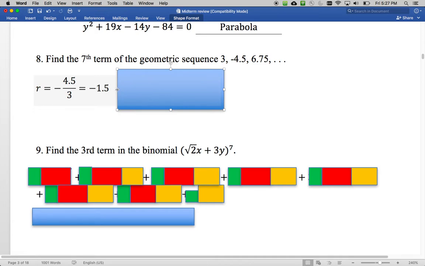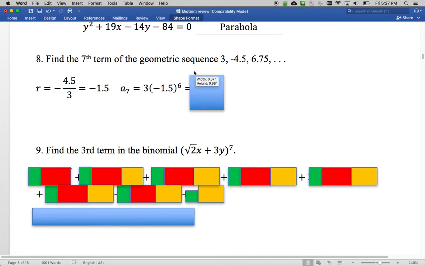We're going to go ahead and plug that rate into our geometric formula, and we want to find the 7th term. So I'm going to have a sub 7 equals 3, which is my first term, times my rate, which is negative 1.5, and that's going to be raised to the 7 minus 1 power, so that's going to be raised to the 6th power. When you plug that into your calculator, that is what your calculator gives you. All right, I believe that was our first problem from our last unit.